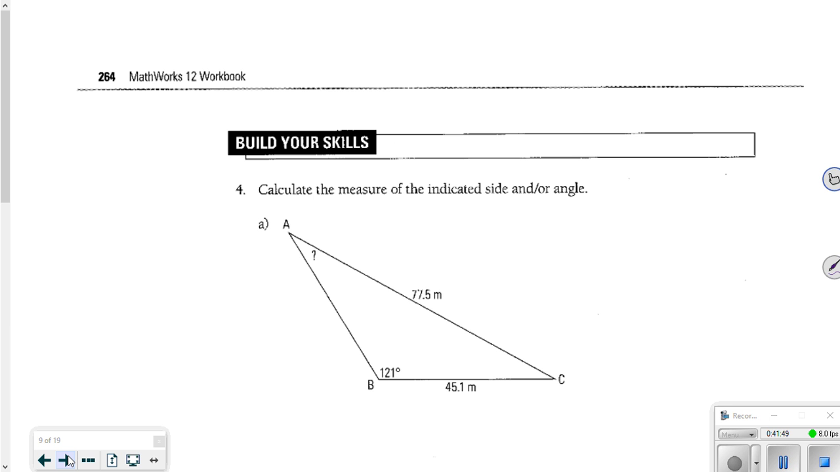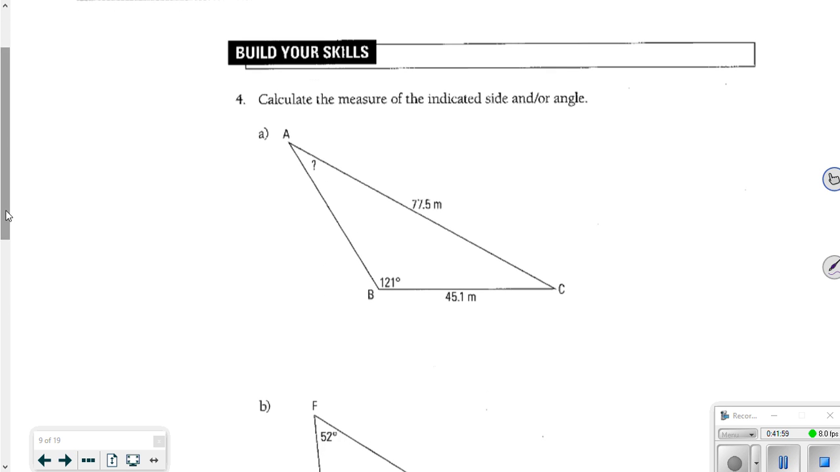So in this case, this one looks fairly straightforward. It says calculate the measure of the indicated side and or angle. So you're looking for wherever the question marks are. In this case, our question mark is this angle, which means in order to be able to use our sine law, we have to know the measure of the side straight across from it. So when I look at the side straight across from it, I have a number there. That's step one to be able to use my sine law. The second thing I need is that angle side pair, where I know both pieces, and in this case I have that as well. So I can use my sine law to solve for that angle.